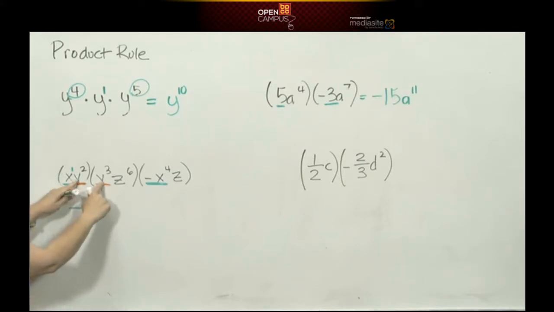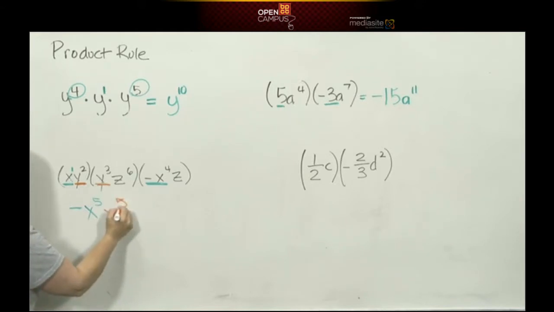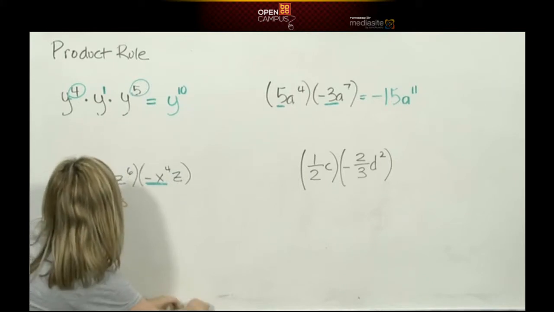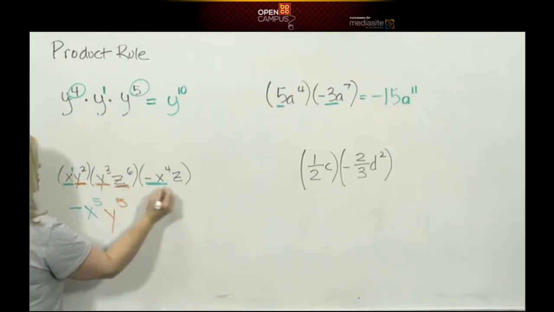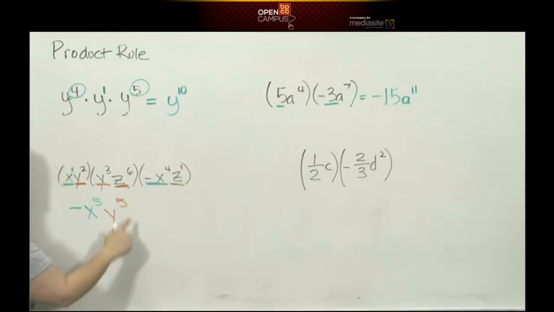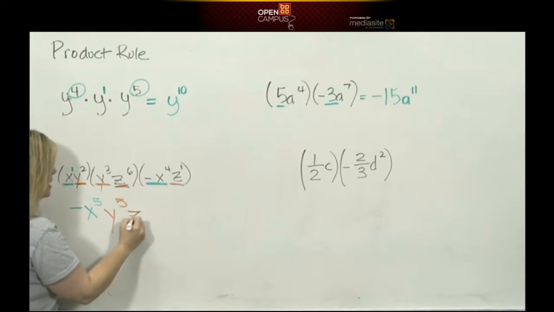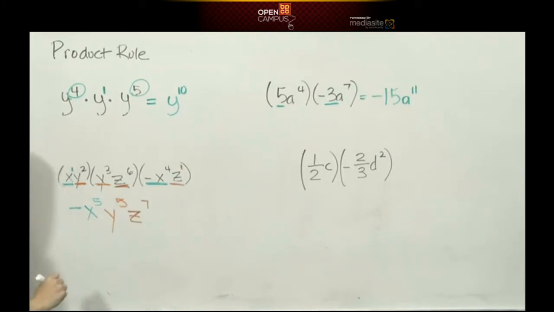So the bases are both y. 2 plus 3 is 5, so that would be y to the 5th. Then I multiply the z's. So I have z to the 6th and z. This term is understood to have an exponent of 1. Z to the 6th times z to the 1st would be z to the 7th. If you look, all 3 variables are still connected by multiplication.